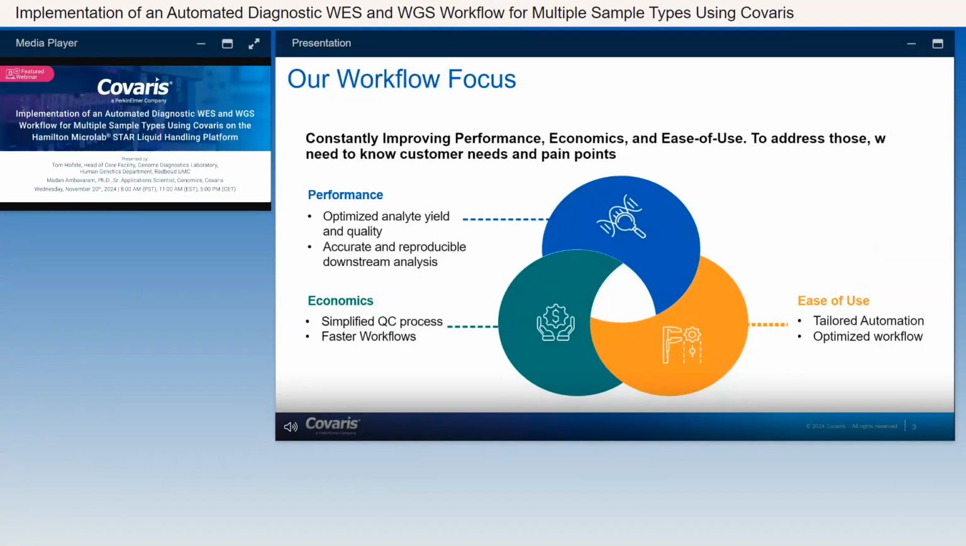Speaking about Covaris workflow focuses, we are constantly improving performance, economics, and ease of use. These three pillars are the foundations of our focus and dedication to the genomics community. The claims you are seeing here, to name a few, are, for example, optimized analyte yield across samples, simplified QC processes, and workflow ease of use for automation. These claims are backed by data and real case studies with customers and collaborators, some of which I will be sharing in the upcoming slides.